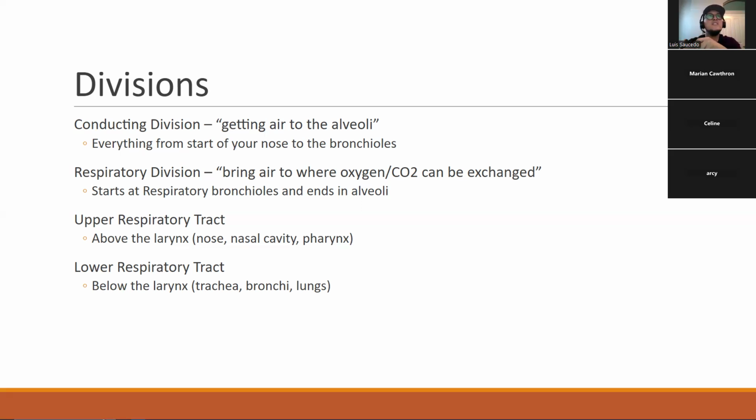And then respiratory division is essentially the alveoli. Some of the bronchioles could be considered as part of it because you have some gas exchange, but primarily it's the alveoli that are responsible for exchanging CO2 and oxygen. And again, upper respiratory tract, basically think nose, up until the pharynx, and then lower respiratory is larynx down to the lungs.